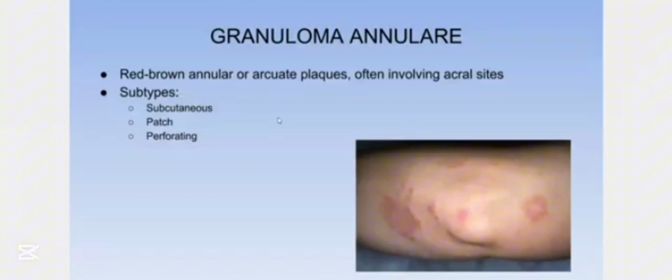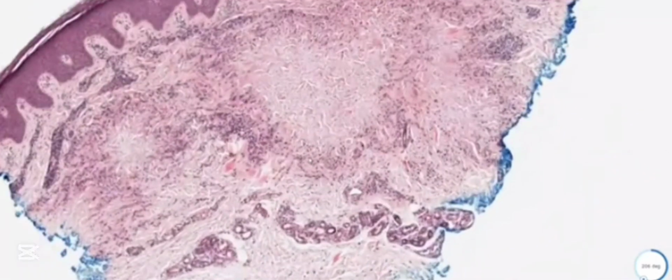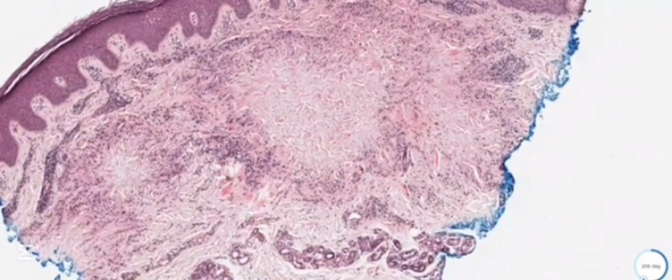Granuloma annulare usually presents with annular lesions that are red-brown, often involving the acral sites. There are multiple different subpatterns, but this is a very classic lesion of GA. And histologically, it comes under the palisaded granuloma. So again, we're going to see that palisaded granuloma here. In the low power, you can see this palisade forming here. Let's zoom in. So again, you see this collection of macrophages and lymphocytes forming a palisade or a fence around collagen bundles that don't look as necrotic as we saw in the rheumatoid nodules.